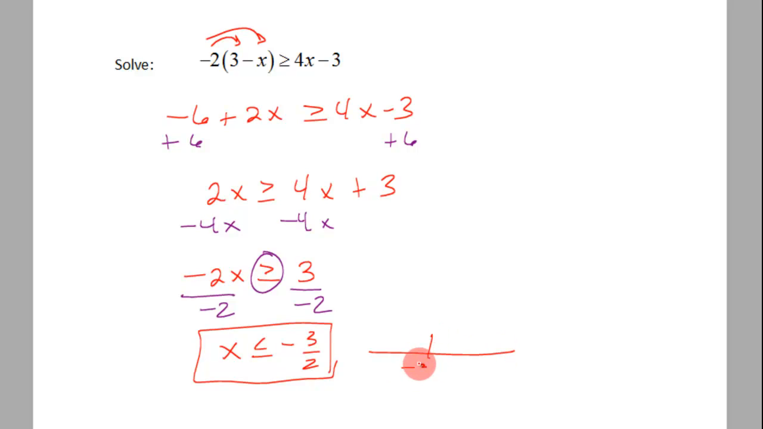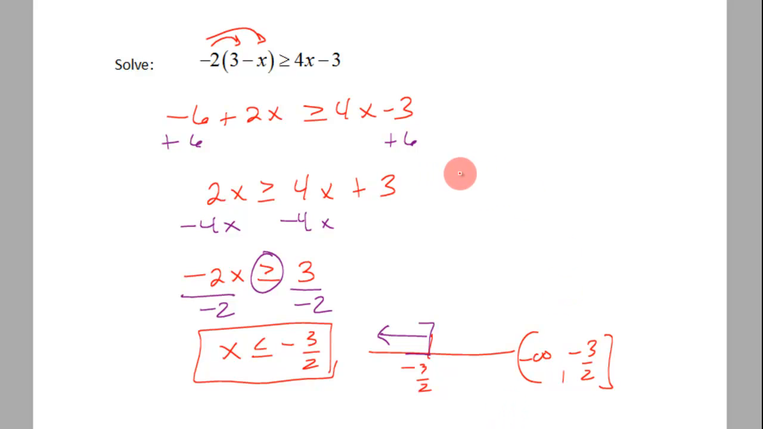Graph, there's negative 3/2, less than or equal to, would be a bracket this time and to the left. Slide that bracket over there, that's the biggest number, so negative 3/2 with a bracket on it. And then negative infinity it goes down to, that's the interval.